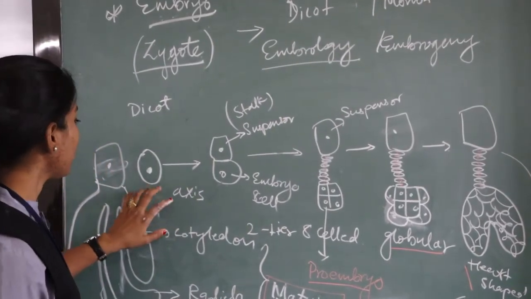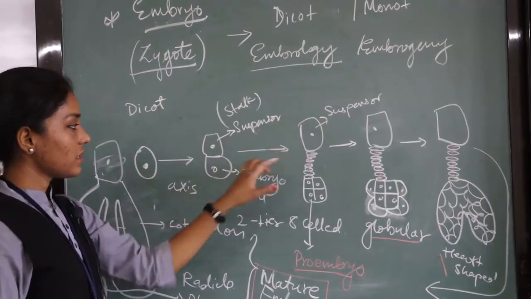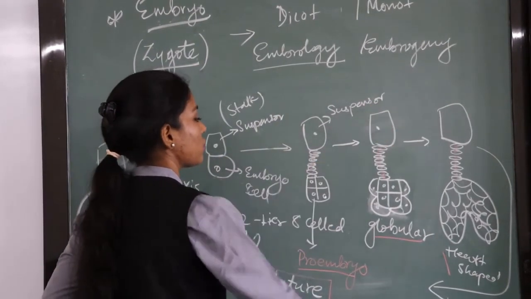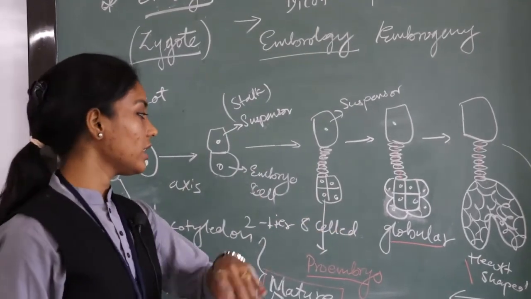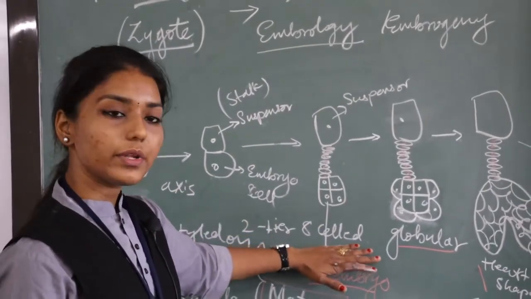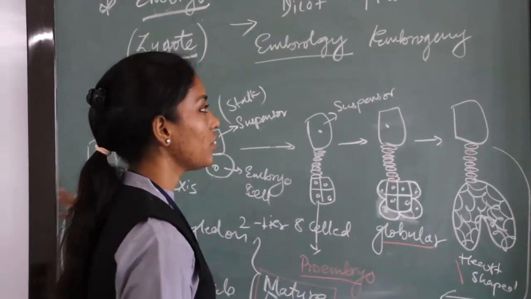See, this is how embryo were dividing, forming suspensor which was providing stalk, and embryo cells were dividing transversely and vertically, forming a proembryo, globular and heart shaped. I hope you are clear with this.